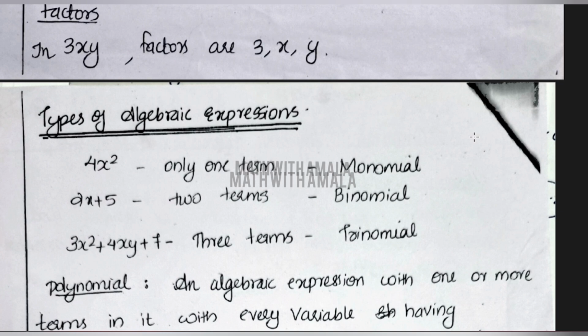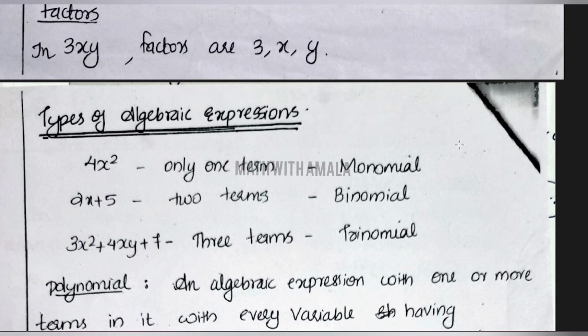Types of algebraic expressions. The first one is when there is only one term, you call it a monomial. 4x² is an example. When we have two terms, it is a binomial, like 2x + 5. When we have three terms, it is a trinomial, like 3x² + 4xy + 7. And altogether you can call them polynomials.